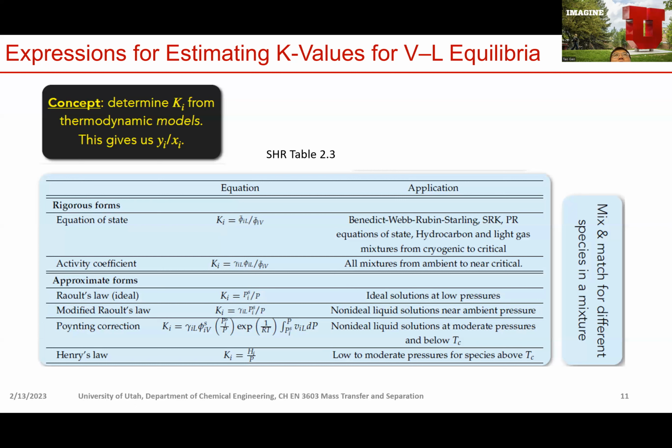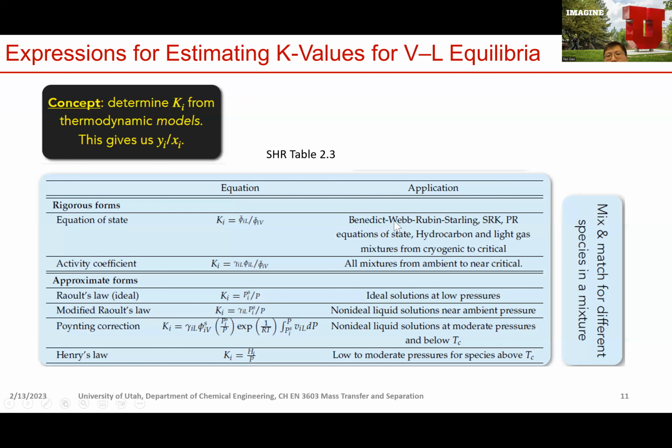But for a liquid vapor phase equilibrium, from the equilibrium condition, we can derive K_i to be equal to the fugacity coefficient in the liquid phase divided by the fugacity coefficient in the vapor phase, right? And we can use an equation of state to compute the fugacity coefficient, which we'll talk about in our next slide.